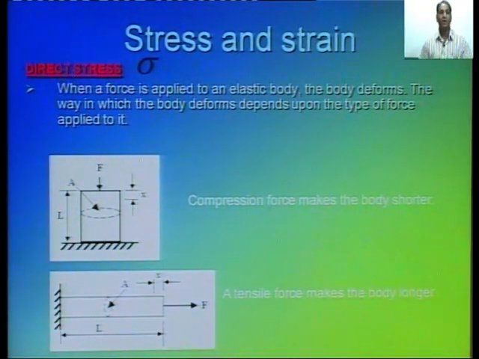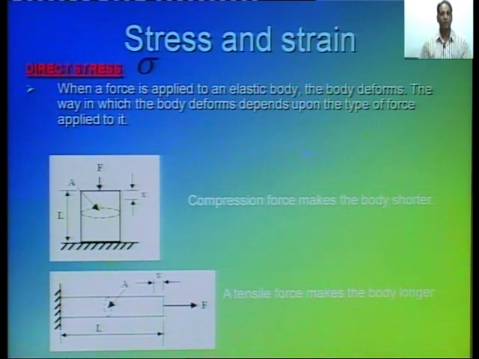Let us see in the picture. F is the force acting on the body. If that force makes the body shorten in length, it is called a compressive force. x is the amount by which the body shortens, L is the original length of the body, and A is the original cross-sectional area of the body. So, if the body shortens, it is called compressive stress.